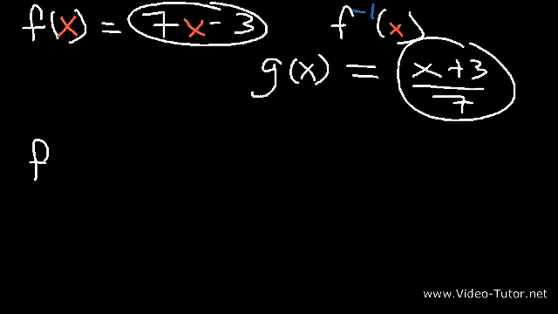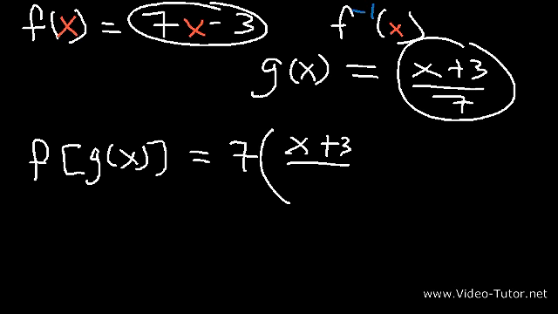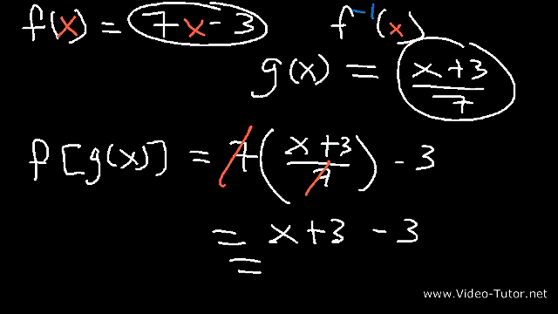So let's start with f of g of x. So let's take g and insert it into f. That is, let's replace this x with x plus 3 over 7. So it's going to be 7 times x plus 3 over 7 minus 3. So we can see that the 7's will cancel. And so it's going to be x plus 3 minus 3. 3 minus 3 is 0. So we do get x, which tells us that they're inverses of each other.